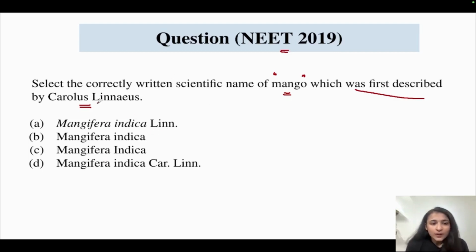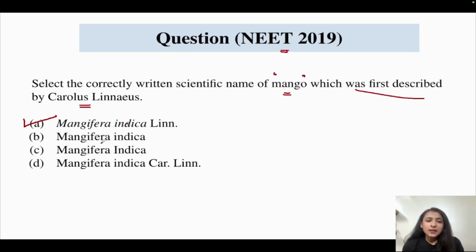Let us look at the options one by one and see which of the following options is following all the rules of binomial nomenclature. Option number one is saying Mangifera indica Linn. Both components of the binomial nomenclature, the genus and species, are present. Both have also been italicized. The genus name begins with a capital letter. The species name begins with a small letter. The author's last name is added in an abbreviated form at the end. So this option is following all the rules of binomial nomenclature. We will tick mark this option. This is the correct option. But let us look at the other options as well.